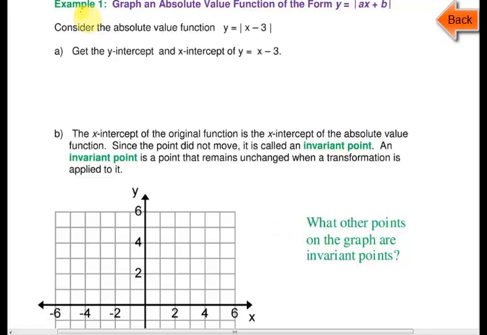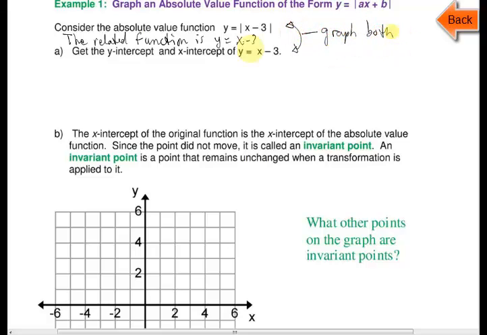Okay, so example 1, graph an absolute value function of the form y equals the absolute value of ax plus b. We are going to take a look at the absolute value function y is equal to the absolute value of x minus 3. The related function is y is equal to x minus 3. And we are going to graph both.